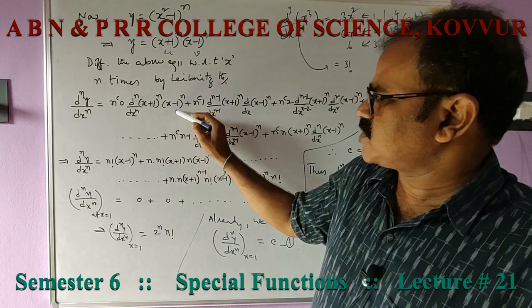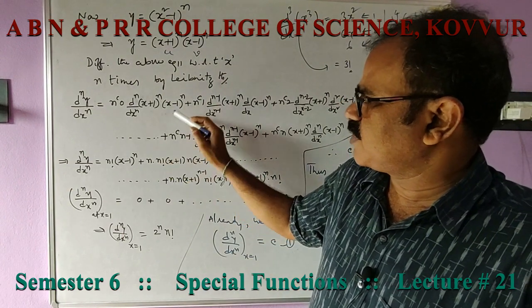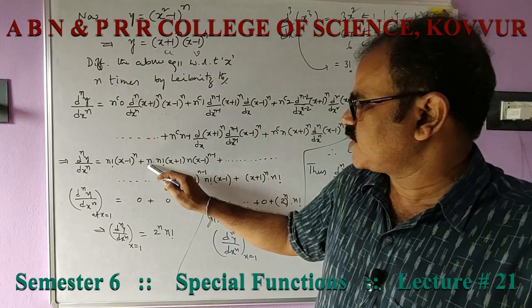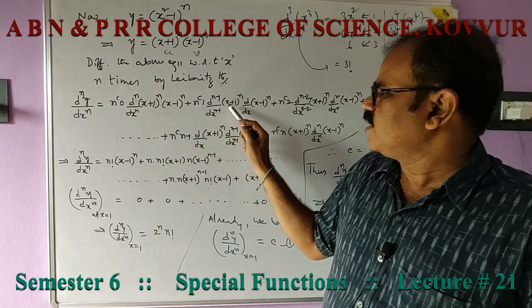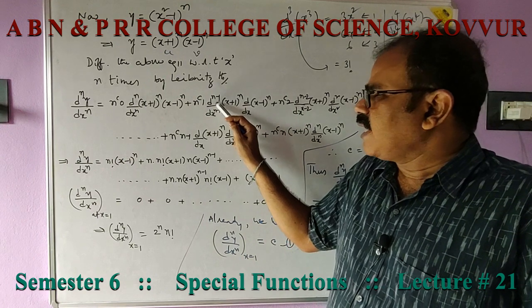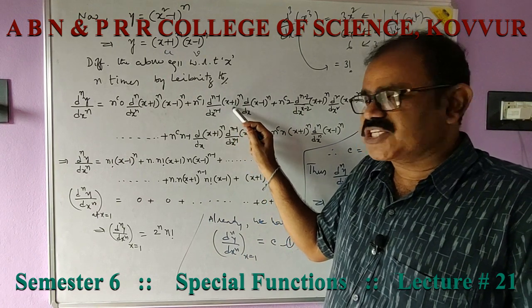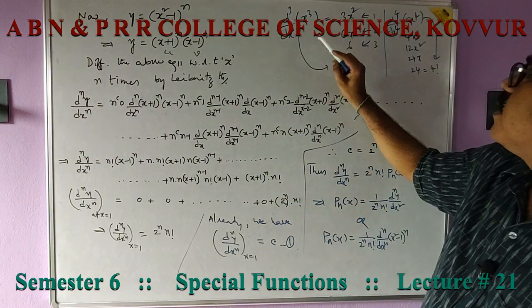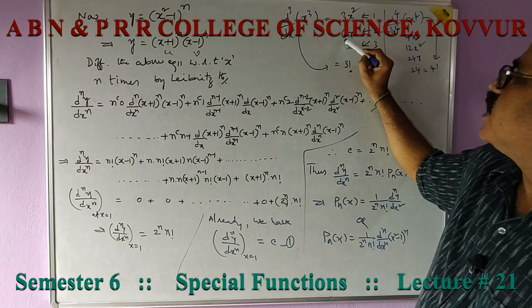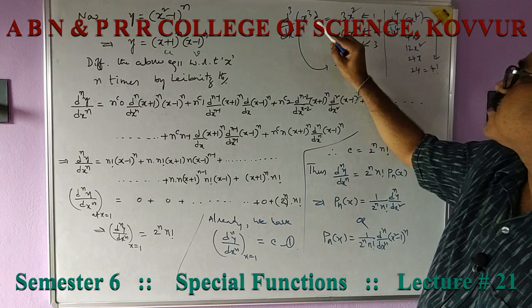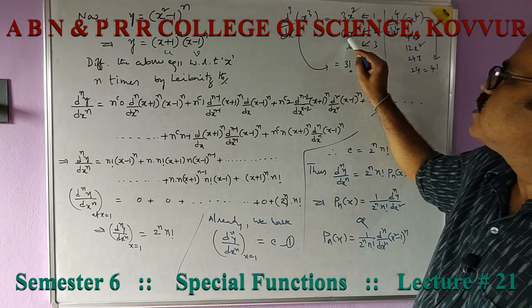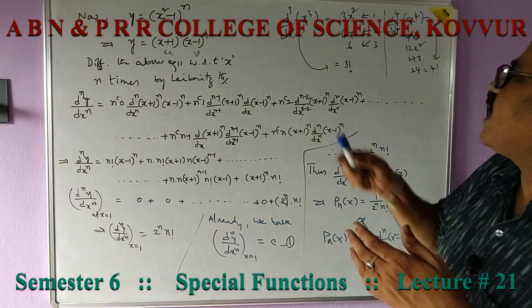And here (x minus 1)^n, no derivative for this. Next, nC1, the value of nC1 is n, and here the (n minus 1)th derivative of (x plus 1)^n. What is the second derivative for x cubed? First derivative is 3x squared, second derivative is 6x, which is 3 factorial x.